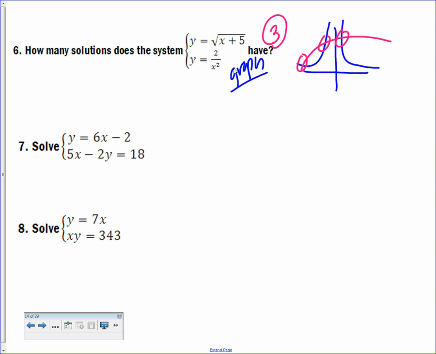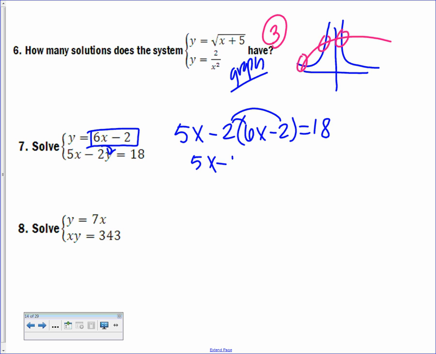Number 7 actually wants you to solve it, and we had a couple different methods. You could solve it by substitution or by elimination. Okay, this one is kind of set up for substitution because I have a y equals. So I'm going to take this and substitute it in for y in the bottom line. So I'll have 5x minus 2, but instead of y, I'm going to write 6x minus 2. That equals 18. From here, I can solve by distributing. So 5x minus 12x plus 4 equals 18.